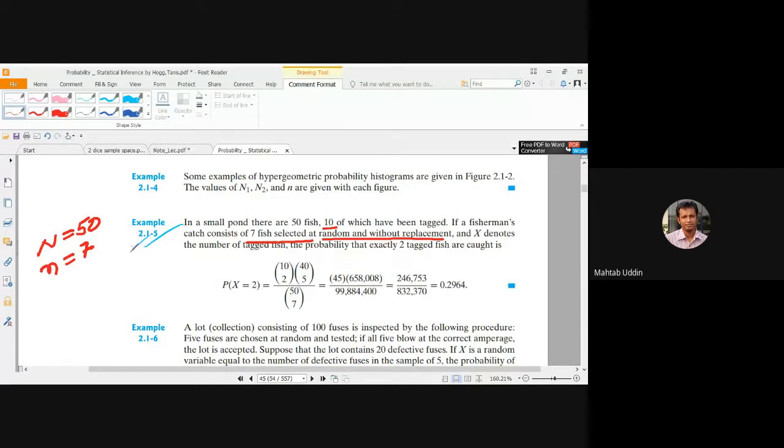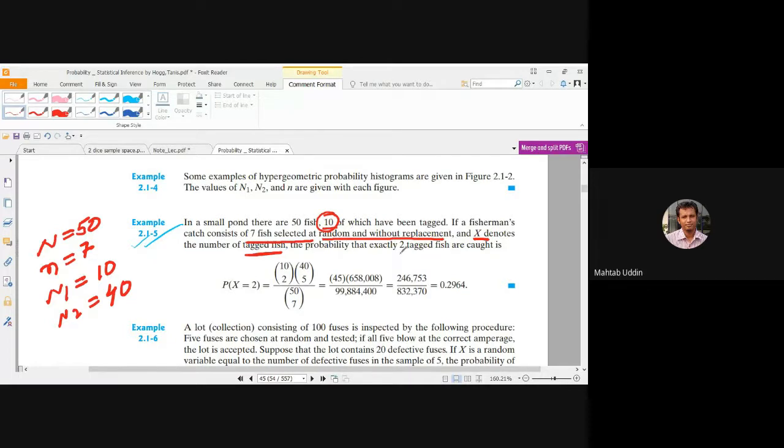Now x denotes the tagged fish, so the target is tagged, so 10 is tagged. So which is non-tagged? How many non-tagged? 40? Yes, sir.